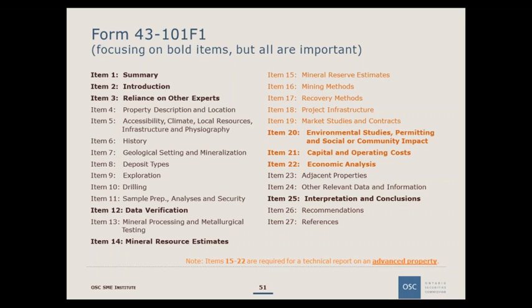Item 20, environmental or social issues. This is one of the new sections, and because social license and local approval is critical for any project to move forward, you need to identify what's been done about that. Identify the permitting activities, the environmental studies that have been completed, and what are the requirements to do this project, right?